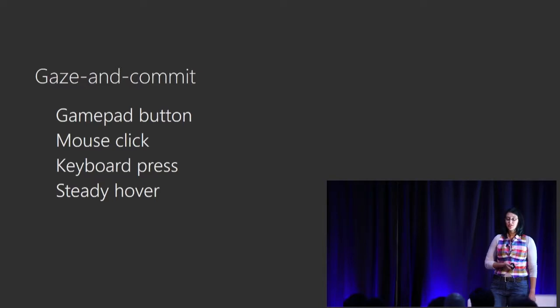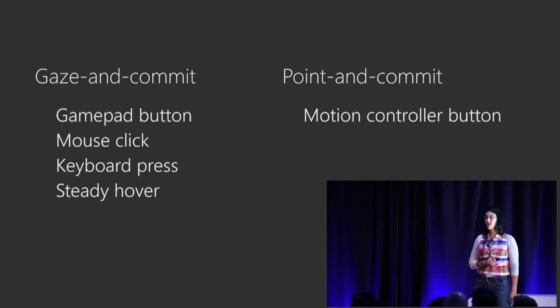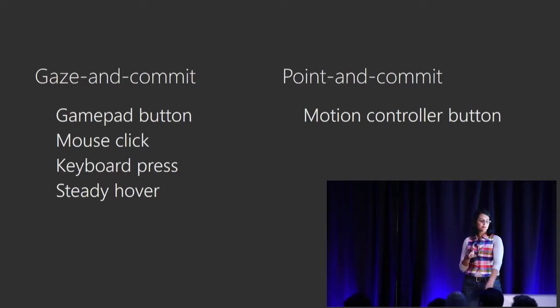Now the thing is, when users have motion controllers, they generally expect to be able to use them. So in that model, you'll use the point and commit model. Instead of casting the ray from the user's head, you just cast it from the tip of the motion controller and follow the same logic using the motion controller buttons as the commit mechanism.